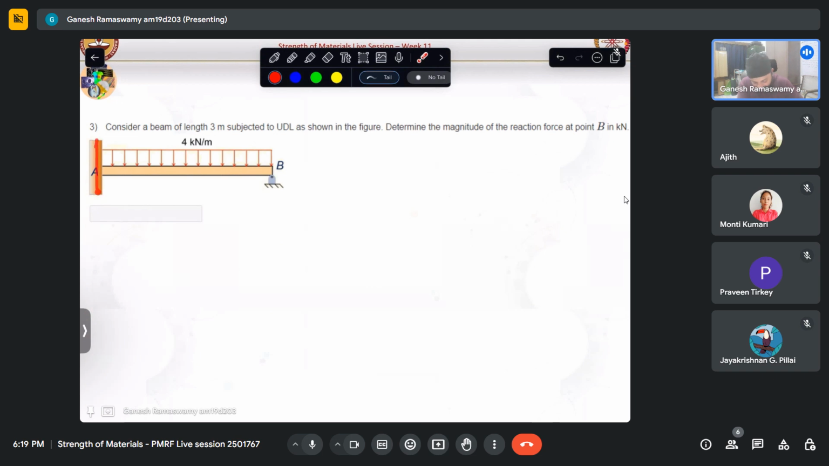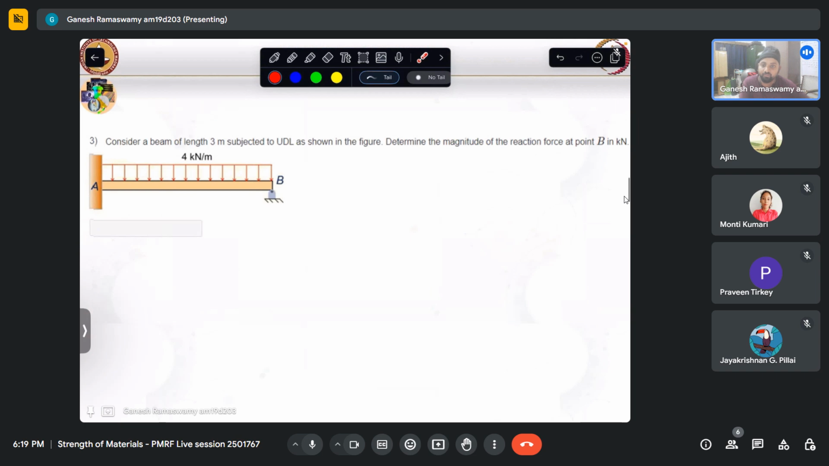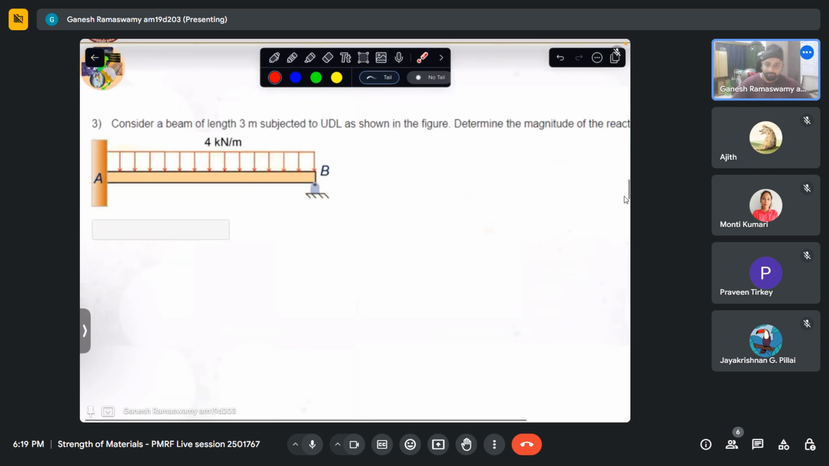So we have a beam that is fixed at end A, and at end B we have provided it with a prop, a hinge, in order to arrest the deflection at the free end of the cantilever, so to speak, at point B. And this is subjected to a uniformly distributed load of 4 kilonewton per meter. And the length of the beam is given to be 3, so I'll just mention it here. So this length is 3 meters. So this much we have been given.